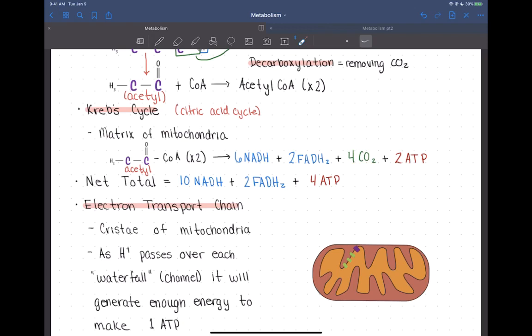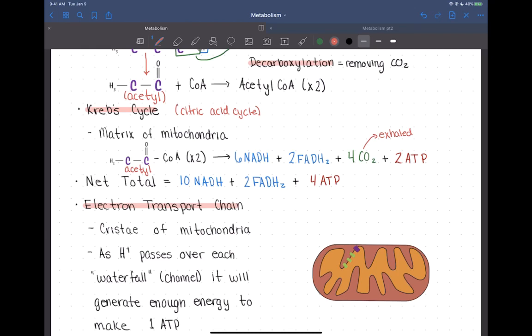And then we make 2 ATP. So again, the CO2 would be exhaled. So this step also is irreversible. You can't go backwards and put these things together to make an acetyl-CoA. You can only go forward for this.